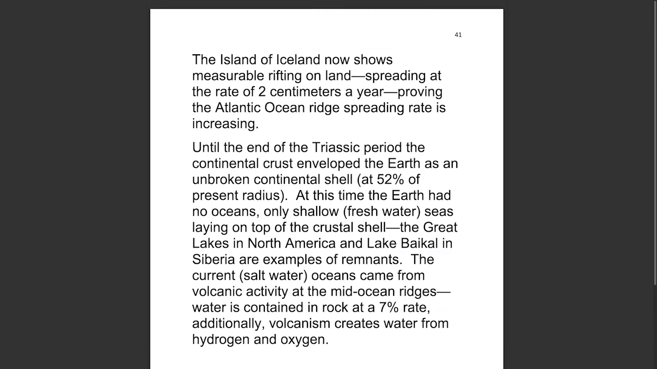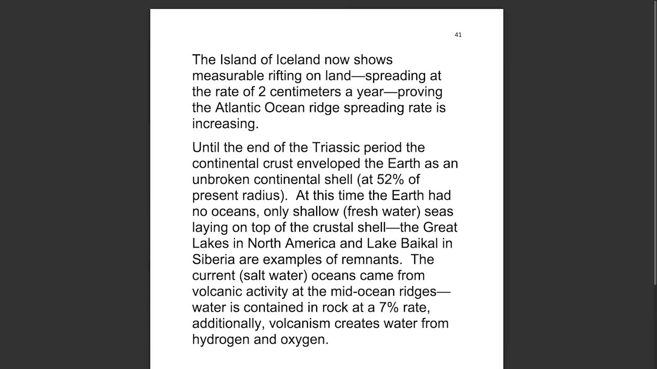Until the end of the Triassic period, the continental crust enveloped the Earth as an unbroken crustal shell, as previously explained, at 52% of the Earth's radius. At this time, the Earth had no oceans. It had only shallow freshwater seas laying on top of the crustal shell, and the term is intercrustal seas. It means laying on the surface of the continent, which was all one piece. The Great Lakes in North America and Lake Baikal in Siberia are examples of these long freshwater seas.